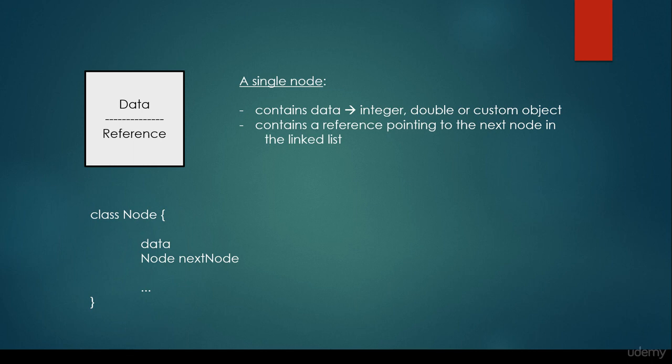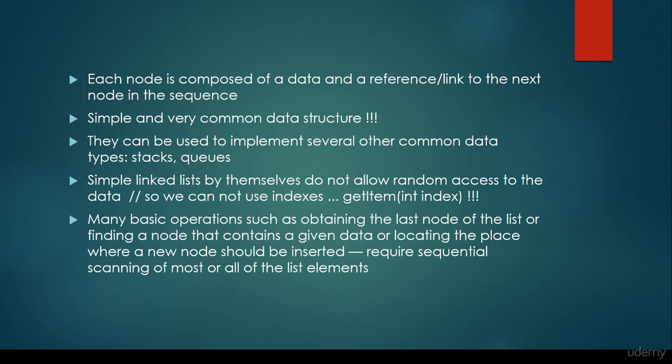So if we would like to implement the node class, whether in Java or Python or C++, we have to create a node class, and basically in the node class we can have everything we want, but two important features we have to include: the data we would like to store and the reference to the next node. It's going to be a node, of course. So each node is composed of a data and a reference to the next node in the sequence.